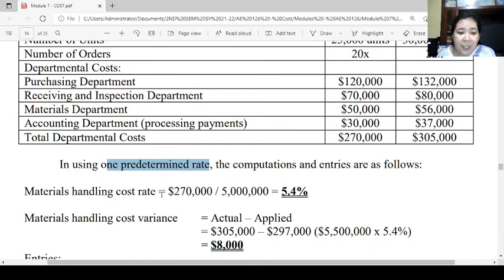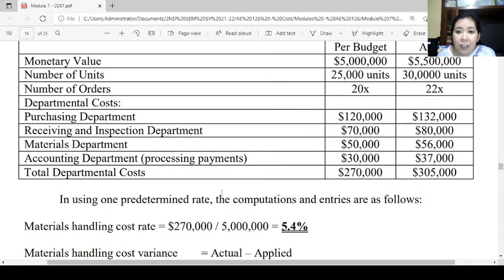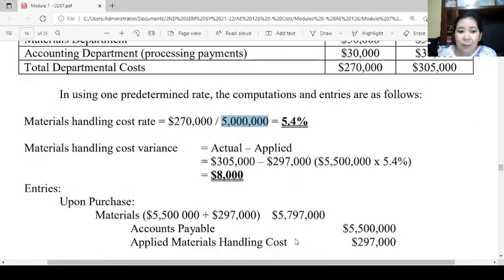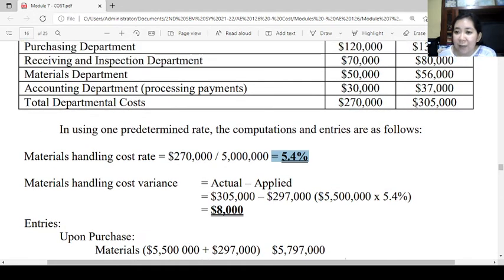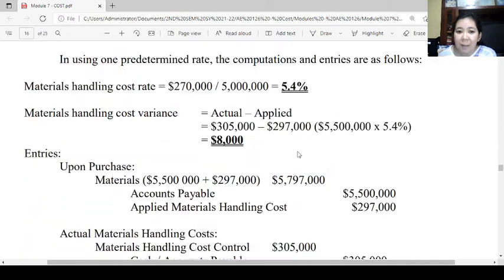Meaning, the materials handling cost rate is equal to estimated departmental cost, so this is 270 per budget, divided by the estimated purchases, also the per budget purchases. Therefore, our materials handling rate is 5.4%. For the variance, actual minus applied. Actual is 305, based on the data, minus the applied. Applied is 5,500, the actual purchase, times the predetermined materials handling cost rate of 5.4%. So that's 297. So the difference is 8,000.